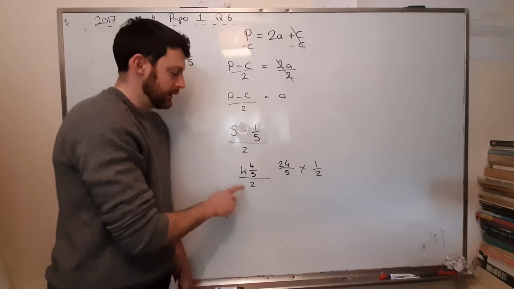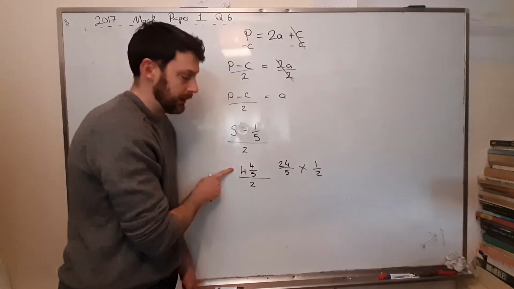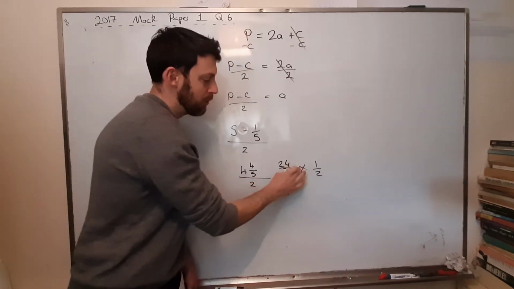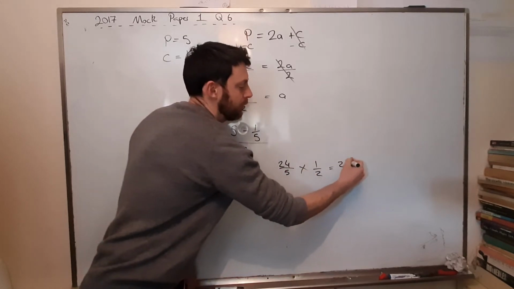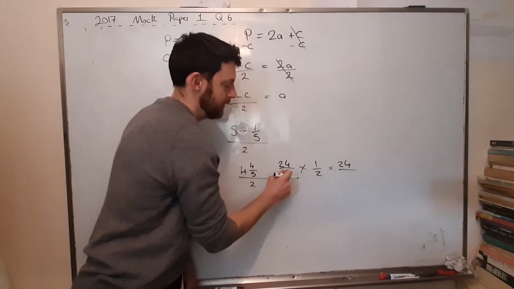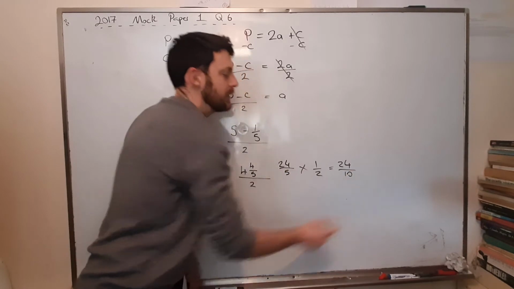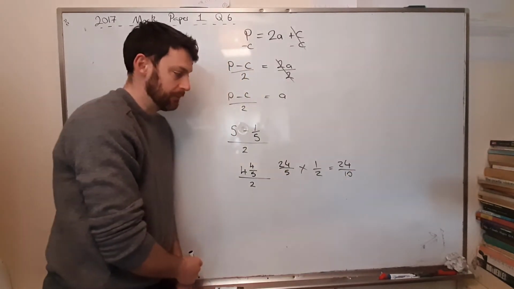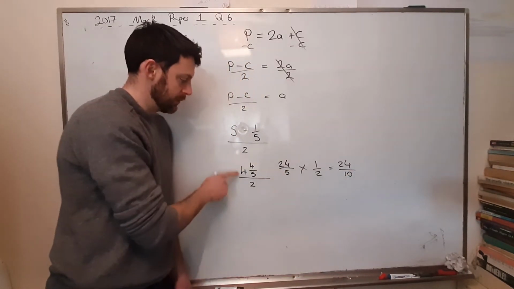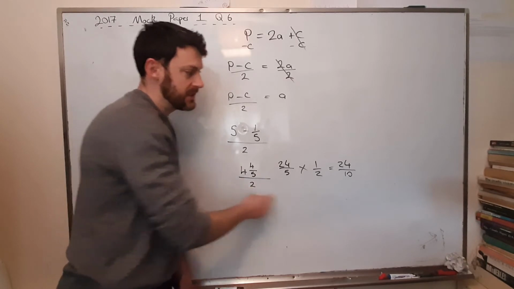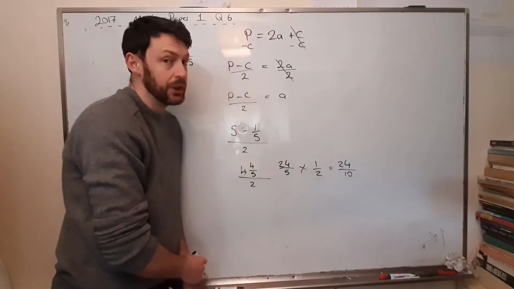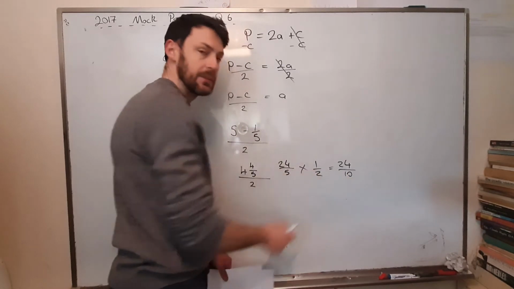Okay, so now you could have done all of this on the calculator as well. So 24 multiplied by 1 is equal to 24, all over 5 times 2 is 10. So the answer is 24 over 10. So 4 and 4/5 over 2 is the same thing as 24 over 10, and your calculator will do that easily. We don't need to explain where that's coming from.